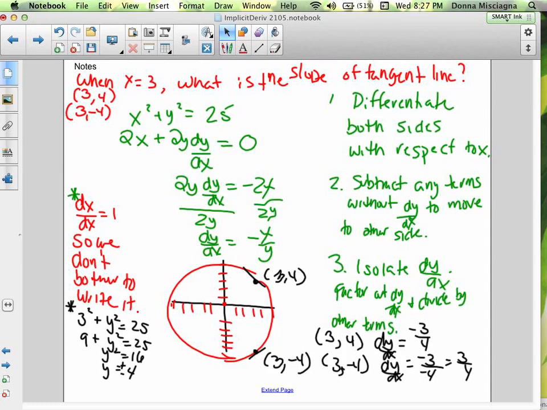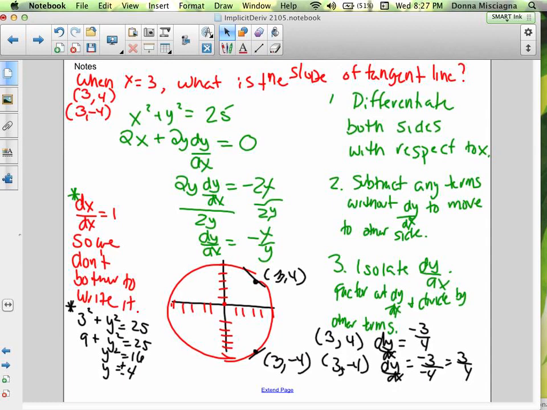Right? Because this, you can see, is not a function that is isolated for y. This isn't even a function at all. The circle does not pass the vertical line test. All right, so that's our first one. And basically these are the steps.